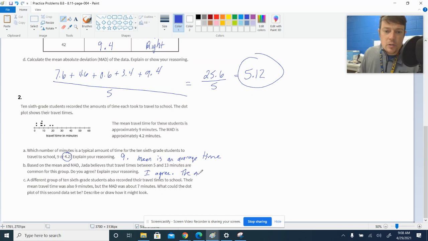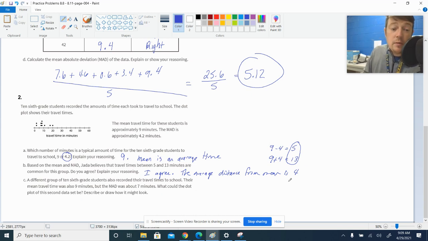The average distance from mean is about 4. And 9 plus 4, you could say 9 plus 4 equals 13. And 9 minus 4 is 5. So it makes sense that it would be between those two numbers. The average distance is 4.